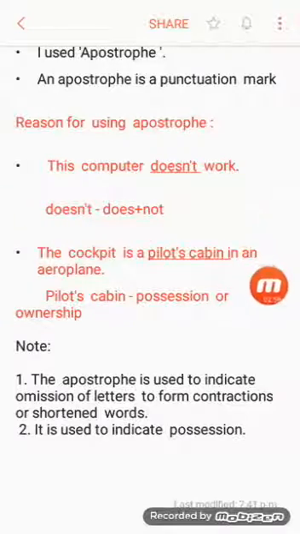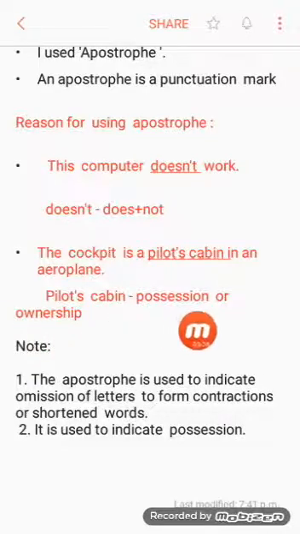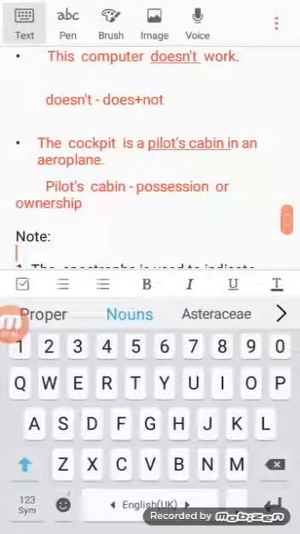And see the second sentence: the cockpit is a pilot's cabin in an aeroplane. See here, pilot's cabin. Here the apostrophe is playing a different role. In the first sentence, it combined two words to form a contracted form like doesn't. But in the second sentence, it is not a contracted form. It is showing the possession or ownership of something by somebody. Like in this sentence, it is showing the possession of the cabin by the pilot. It means that the cabin belongs to the pilot.